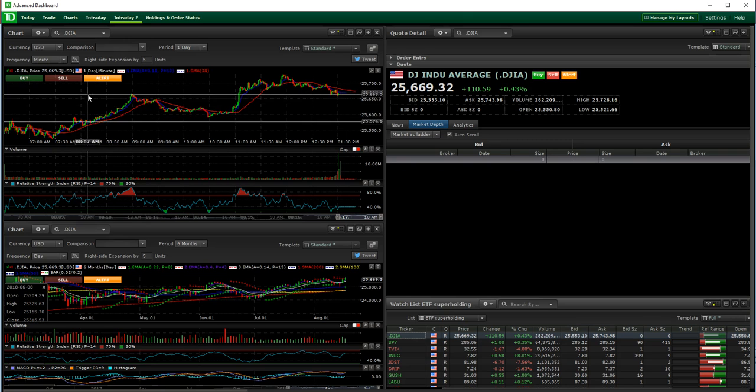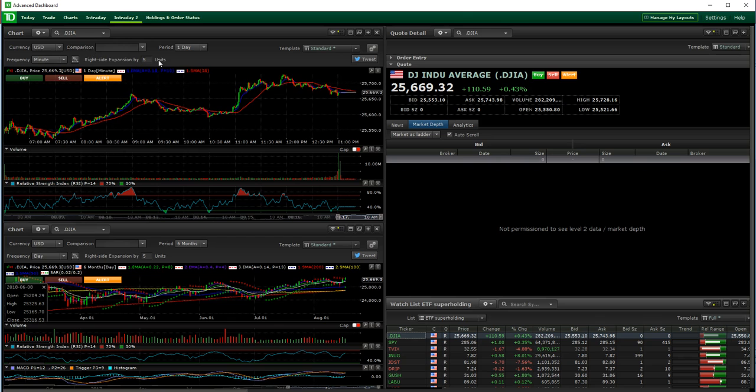So if we take a look at the Dow Jones Industrial Average here, we can see on the 1 minute candle, on the daily graph here, on the top left, that I find this setup works best for me. The candlesticks with both one EMA and one SMA line, so I'm able to see which way the price is headed, in addition to using both the volume and the relative strength index.